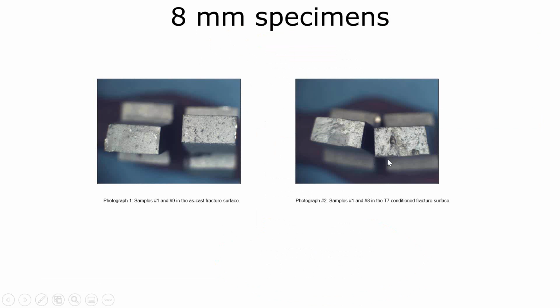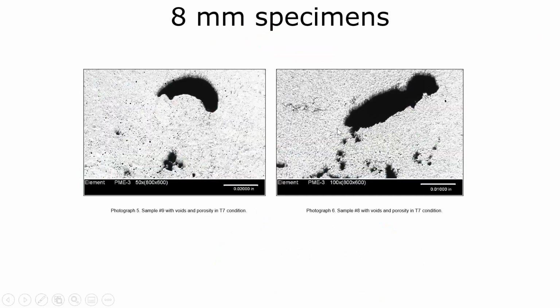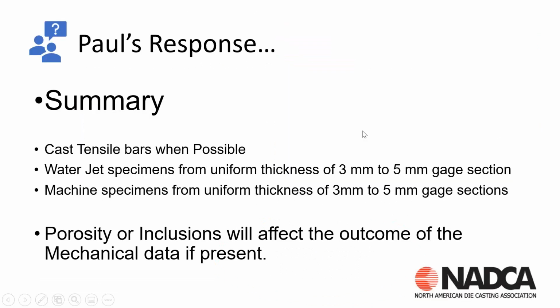So these are the 8 millimeter specimens. Once we evaluated them and tried to determine what took place, we can visually see the porosity in the broken sections of the test bars. We then took some photomicrographs of those sections, and we can definitely see porosity where we didn't see it in the 3 and the 5 millimeter cross sections.